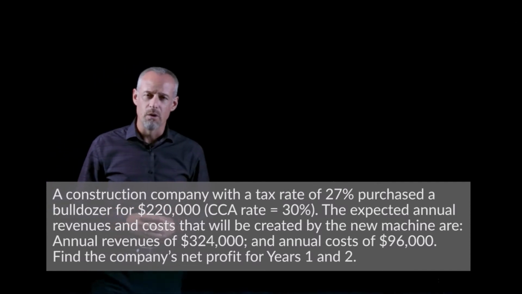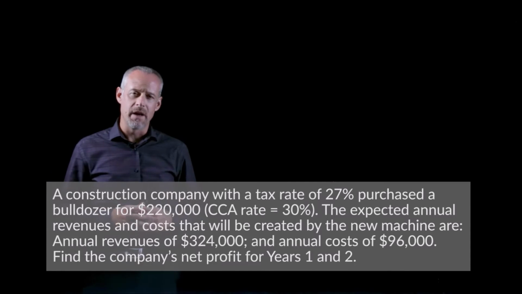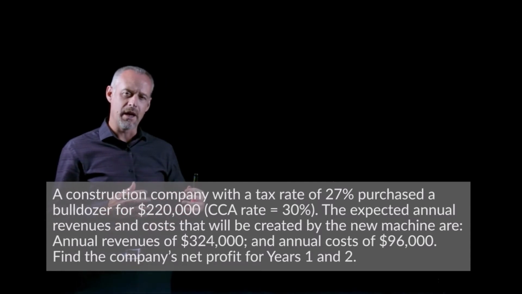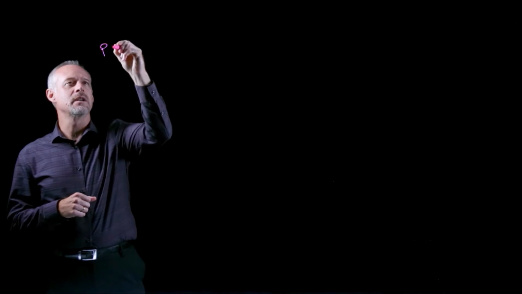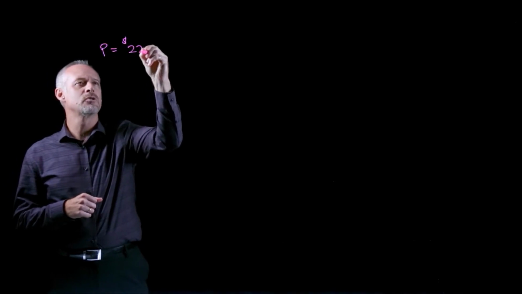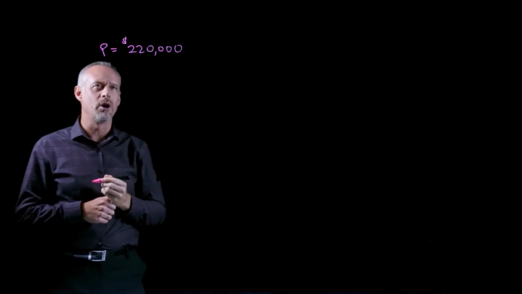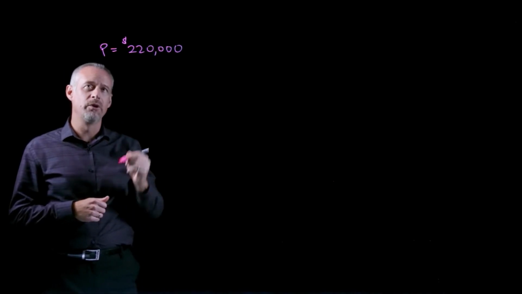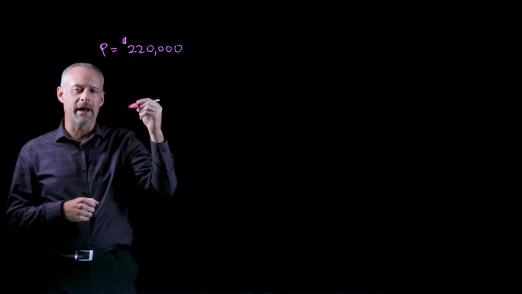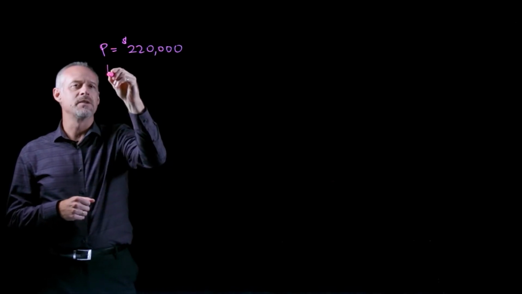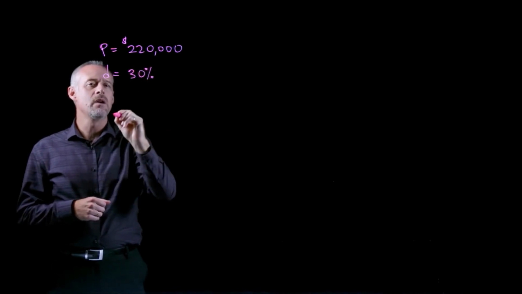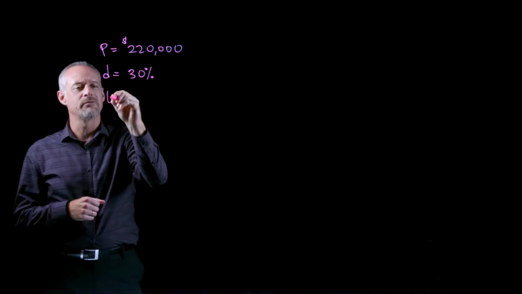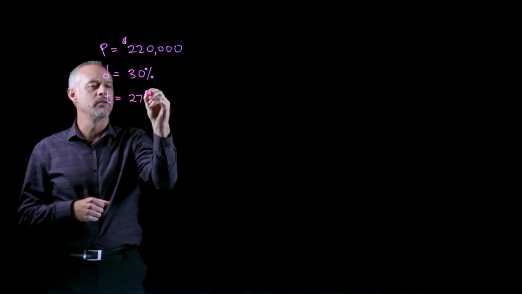In this problem, we learn about a company that is purchasing a new bulldozer. This is a construction company. They're purchasing a bulldozer, and we're told that the purchase price is $220,000. We're also told that the bulldozer falls into an asset class which has a depreciation rate of 30%. And we're also told that the corporate tax rate for this company is 27%.